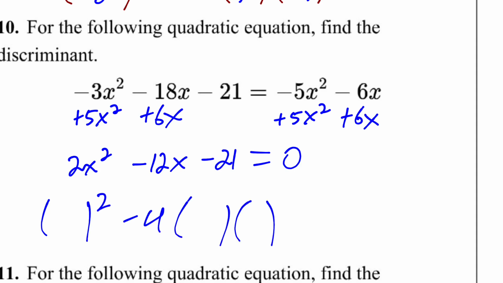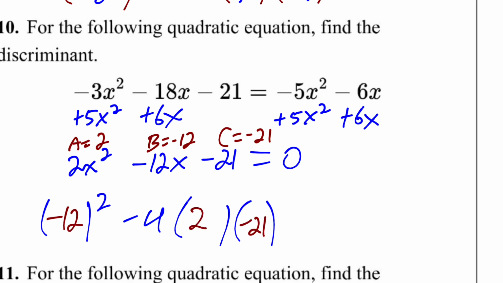Let me write those out. A is 2, b is negative 12, c is negative 21. So negative 12 goes here, 2 goes here, and negative 21 goes there. Plug it straight into your calculator as written. The answer that you get is 312.